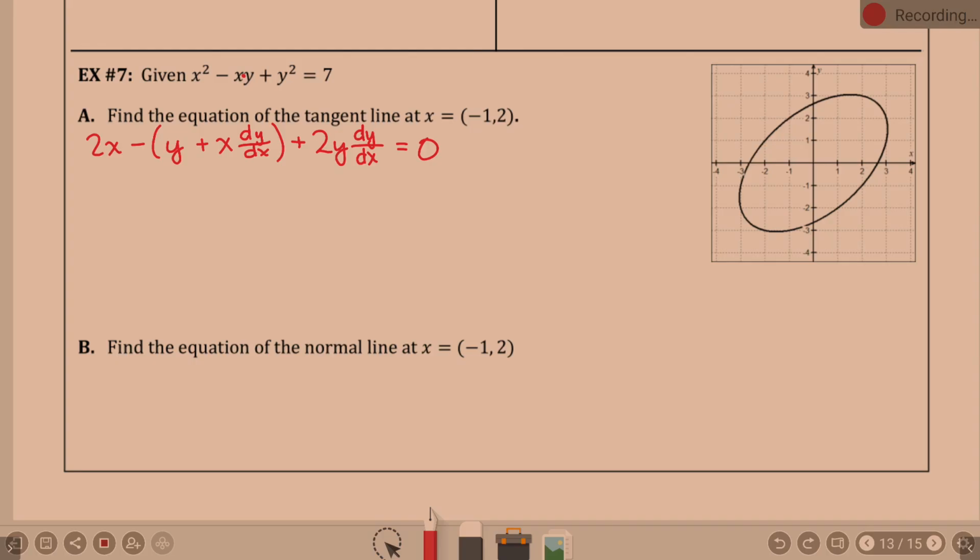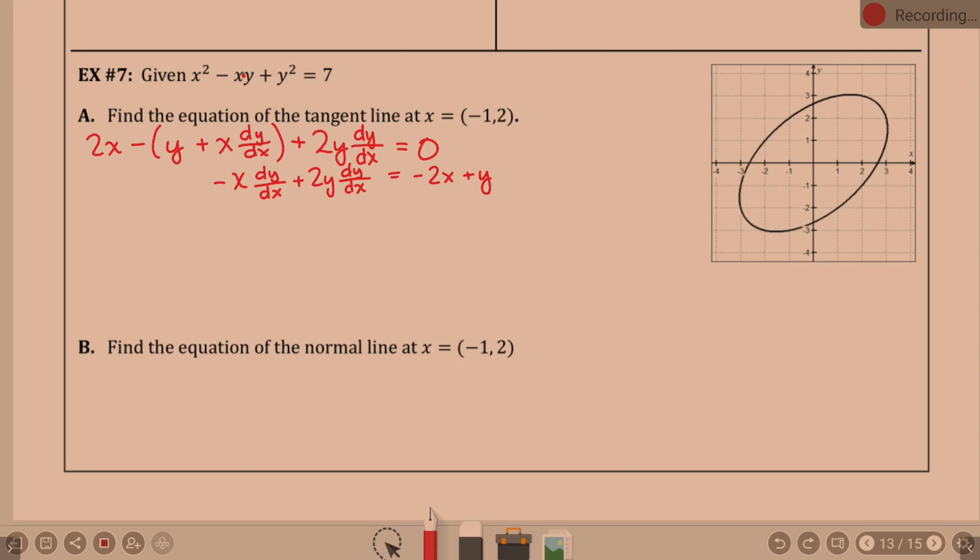How about we keep the dy dx's here, which is going to be a negative x dy dx when you distribute that, and a plus 2y dy dx. I'm going to keep those pieces on the left. I'm going to subtract over 2x, and it's a minus y. So I'm going to add the y over. Does that work?